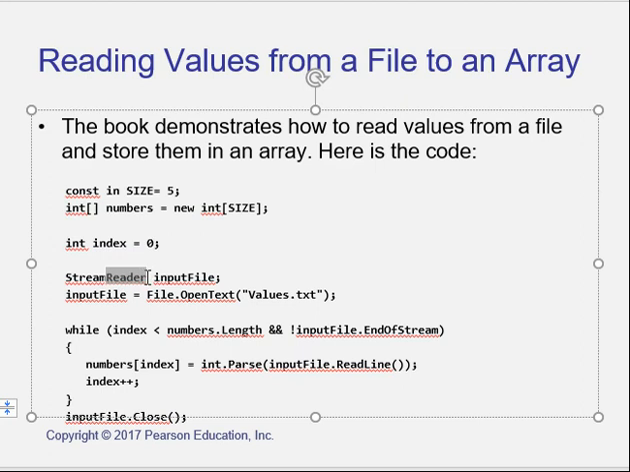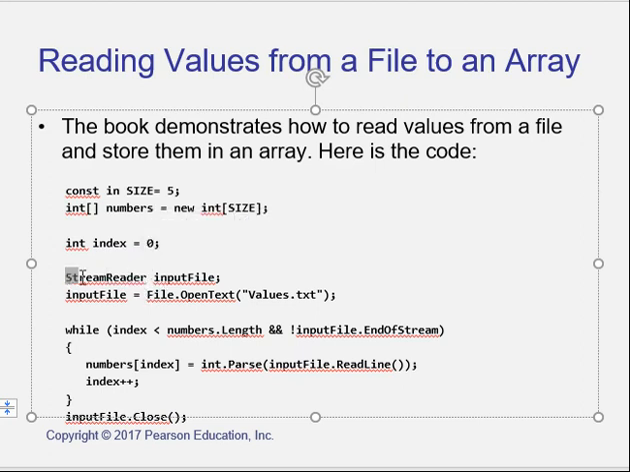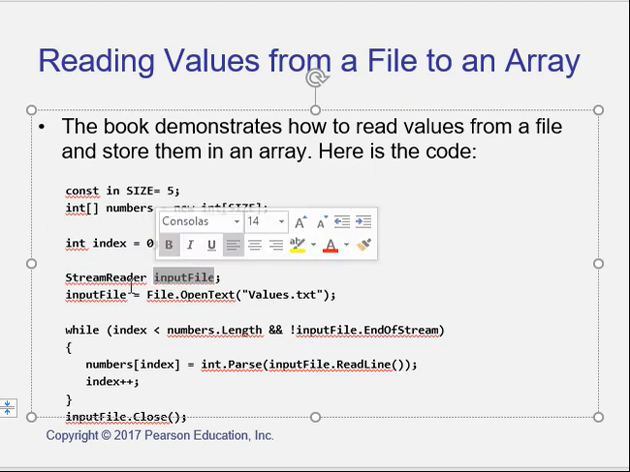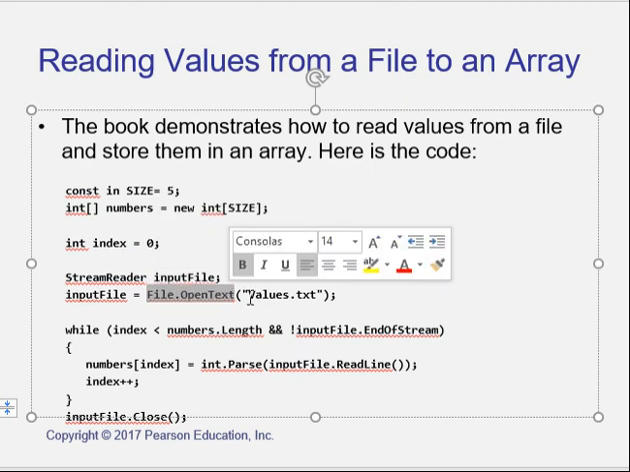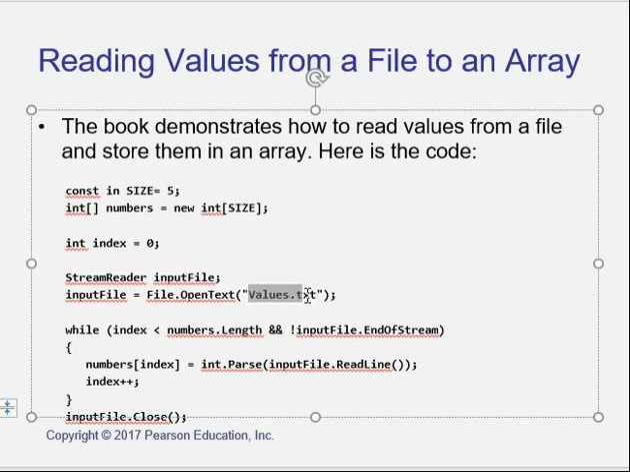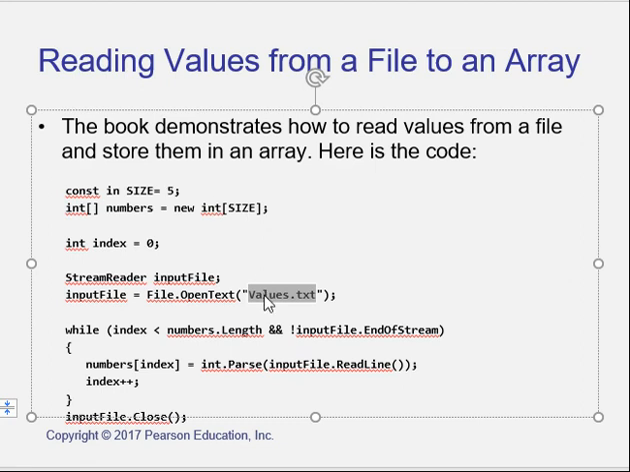We are now reading from a file into an array, so we're going to use the class here called the stream reader, create an instance of that variable here called the input file, and then that input file is then going to be connected to an open text, and so it's going to open this text file that we already have, probably in the default folder called values.txt, and it's going to contain at least 5 elements in there.